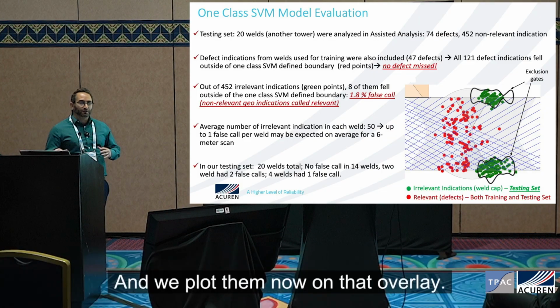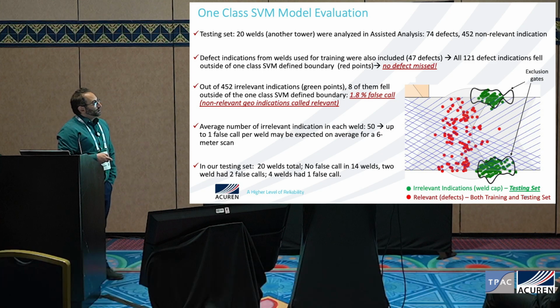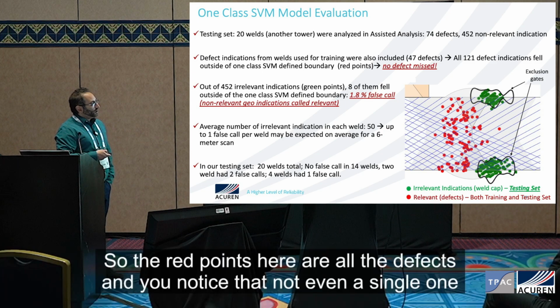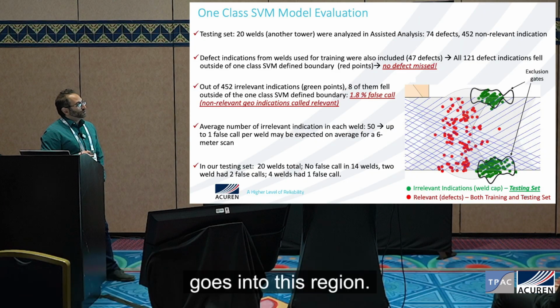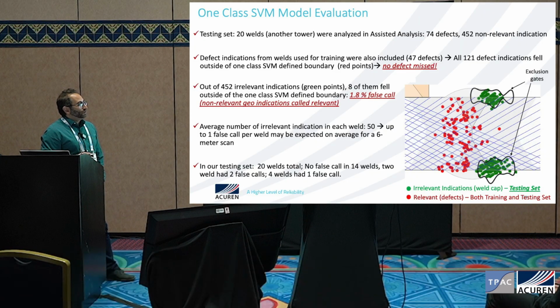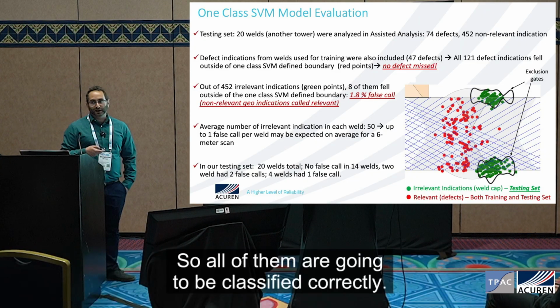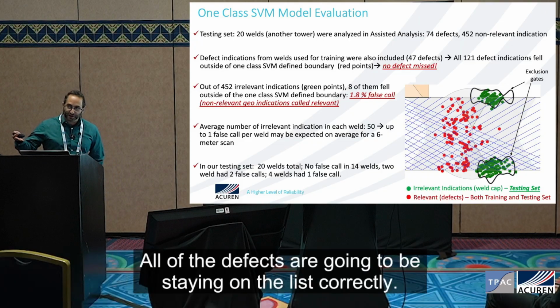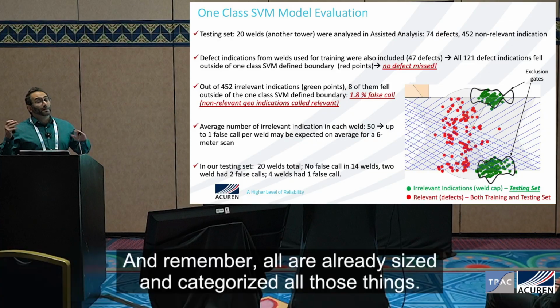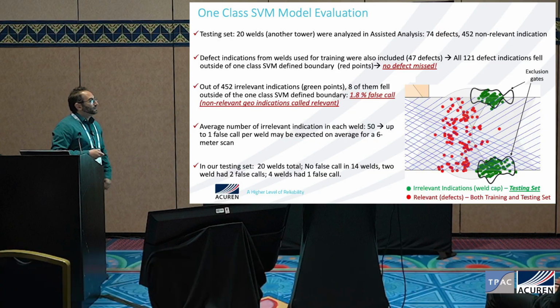And we plot them now on that overlay. So the red points here are all the defects, and you notice that not even a single one goes into this region. So all of them are going to be classified correctly. All of the defects are going to stay on the list correctly. And remember, all are already sized and categorized, all those things.